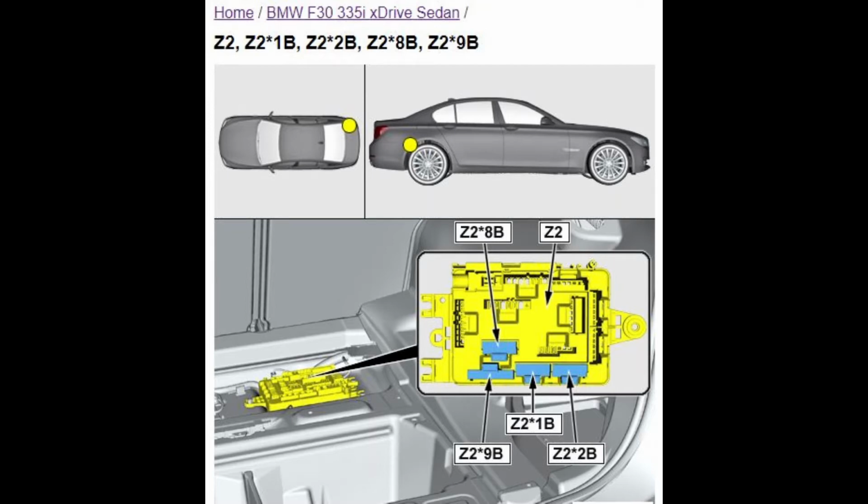Hello everyone, this is the rear power distribution box of the BMW 3 Series F30 model. You can see it is designated as Z2, and here we check the fuel pump supply. As you can see, the rear power distribution box is located just behind the seats, next to the battery, as shown in the figure.